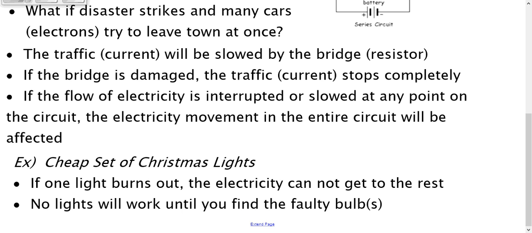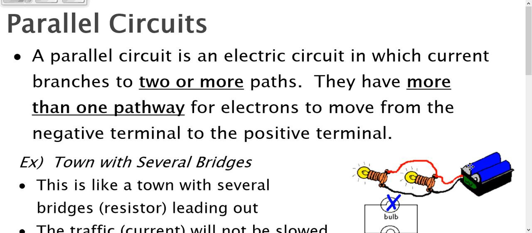So series circuits have one path for the electricity to flow. A parallel circuit is a circuit in which the current branches into two or more paths.